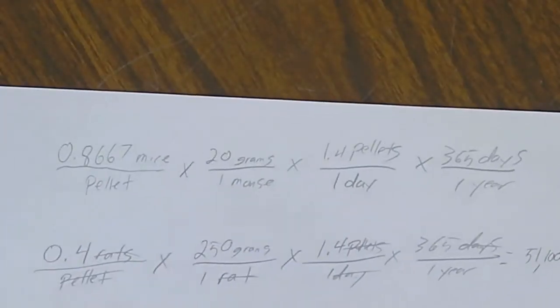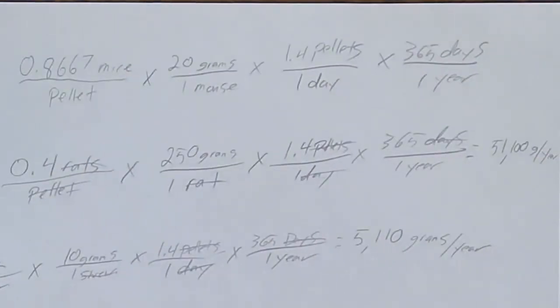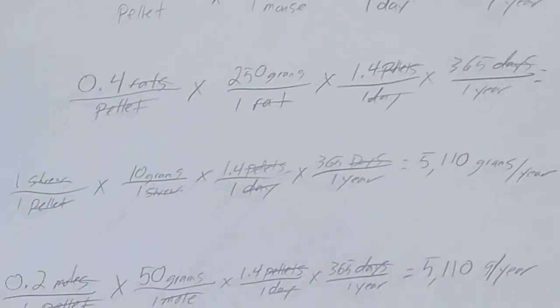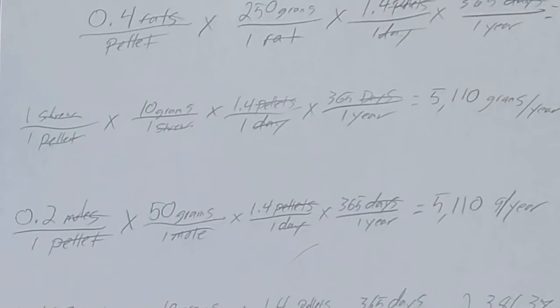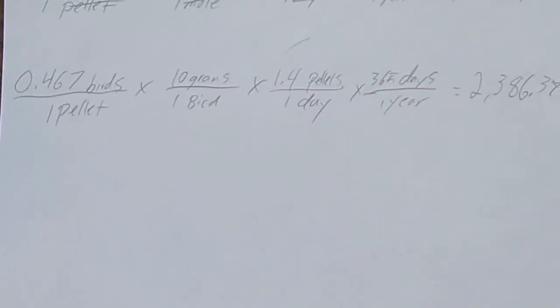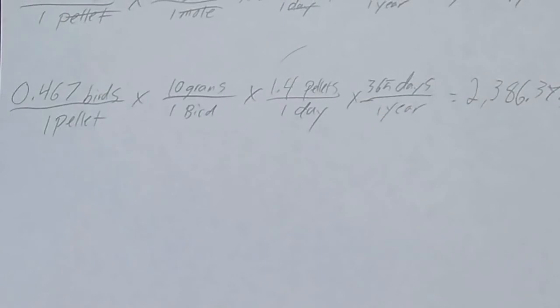So here is our problem set up for each one. For mice, there's rats, there's shrews. Now there's moles. That is coincidental that the two are what they are. 5,110 grams per year, the answer for both. That's just a coincidence. And then there is birds.